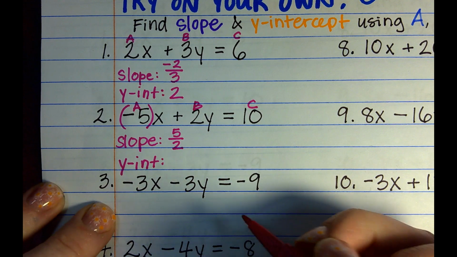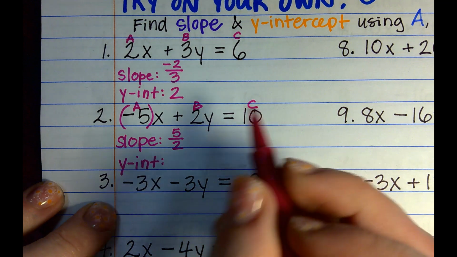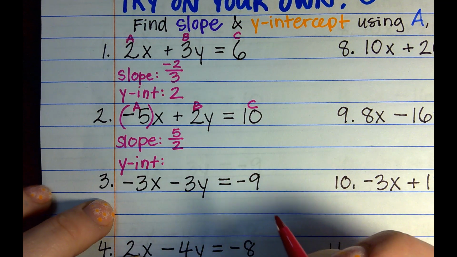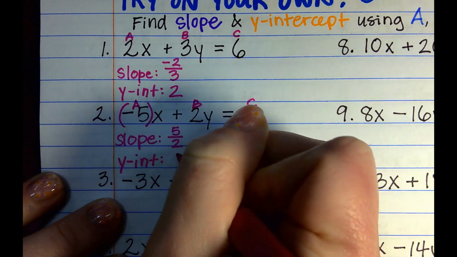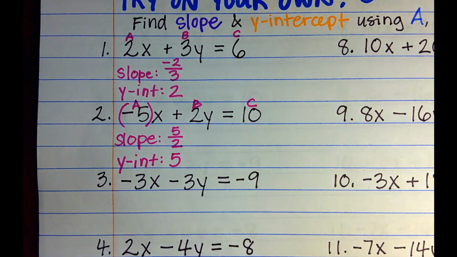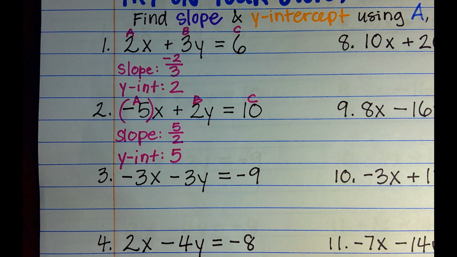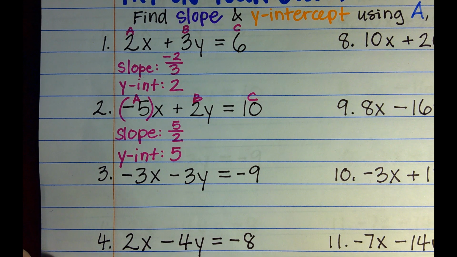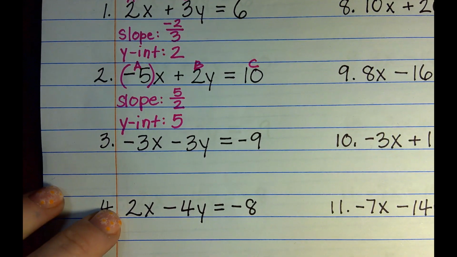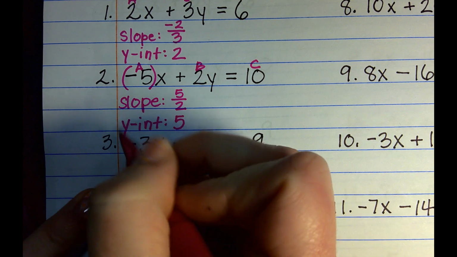And what would our y-intercept be? 10 over 2, which simplifies to 5. Good. Perfect. Okay, questions on number 2? Right, let's look at number 3. What's our A, B, and C?